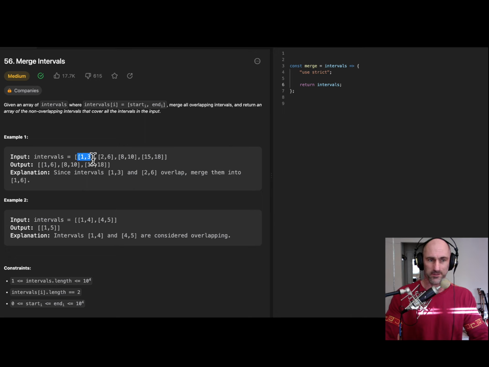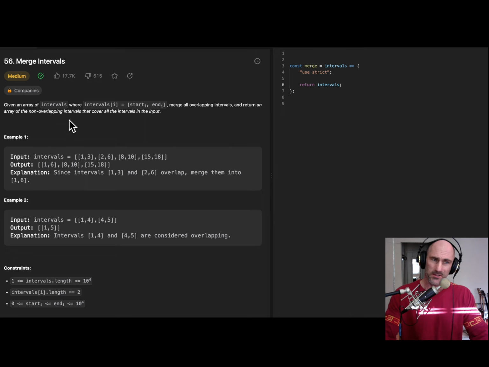So this is our first interval. 1 is the start, 3 is the end. So if we were to draw this out on a piece of paper, we'd have 1 and then 3. And then the next one, if we were to put below it, we'd have 2, somewhere in the middle of that line, and then 6. So [1, 3] and [2, 6] overlap because the end of the first interval overlaps the start of the second interval.